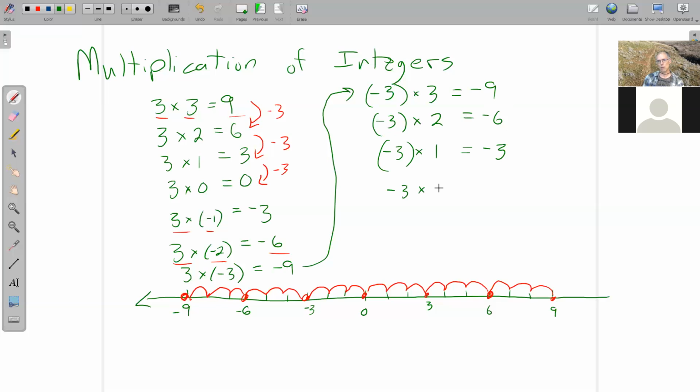Negative 3 times 0. And with the first number, the parentheses are kind of optional. With the second one, you really need them. So these, I really needed those negatives. Well, something times 0 is 0. What pattern do we see coming down this way in the third column?